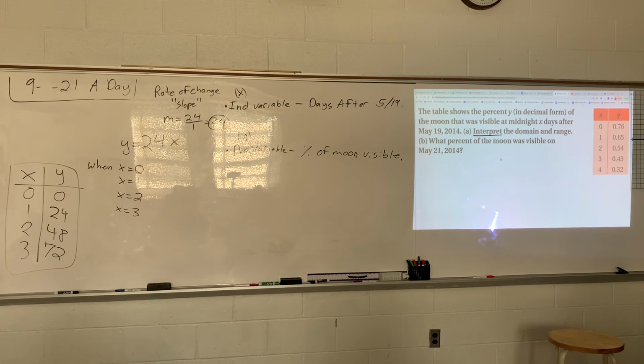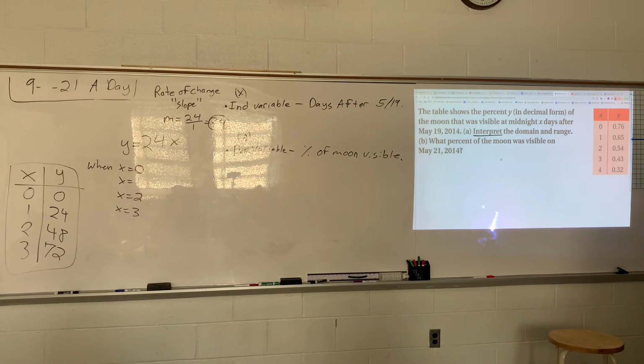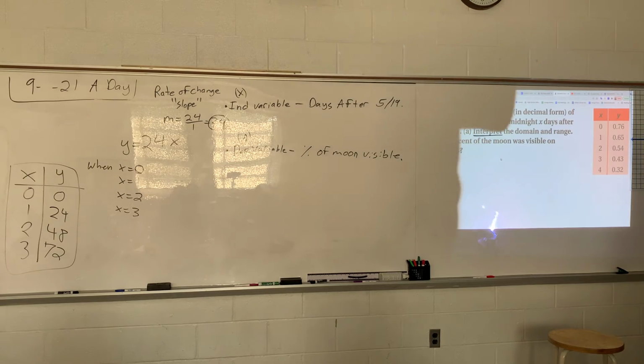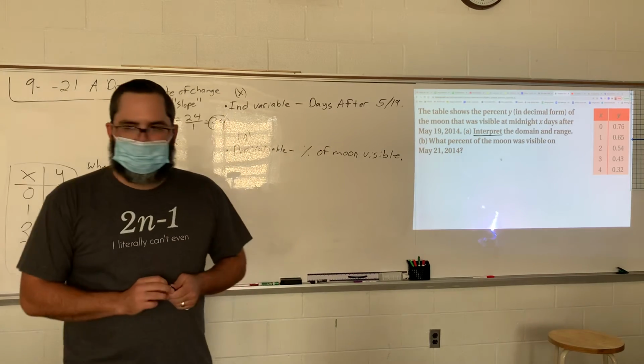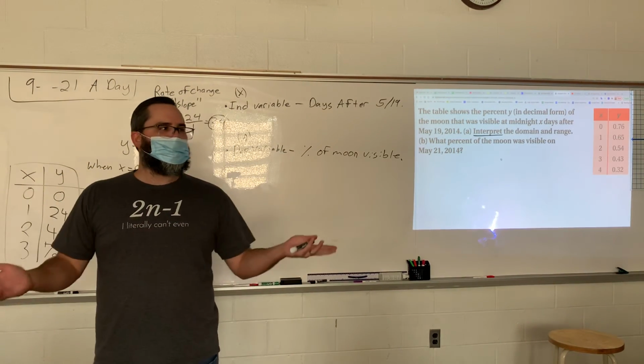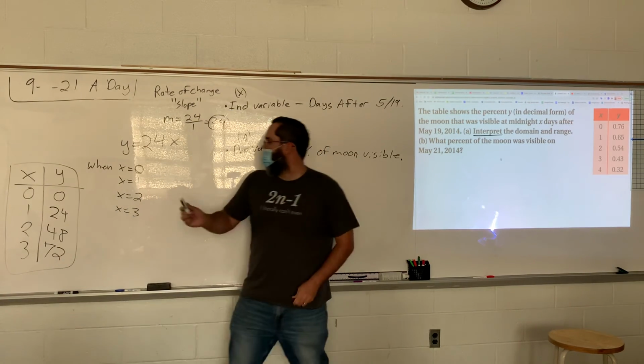So this is not so straightforward as the last tables, right? So let's look at the domain. If the domain is 0, what does that mean in the context of the problem? Michael, go ahead. 0 is May 19th, because the days 1 through 4 are the days after the 19th. So if we're 0 days after May 19th, what day is it? May 19th.